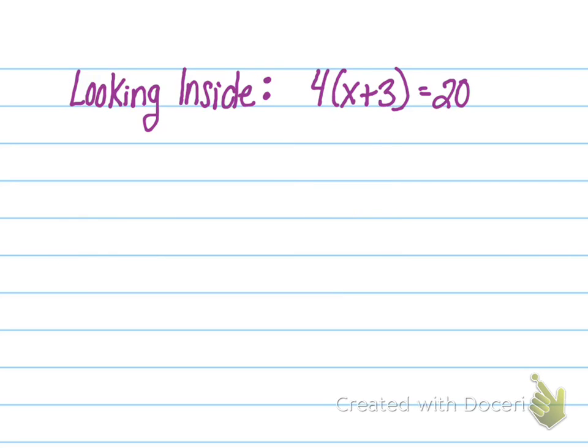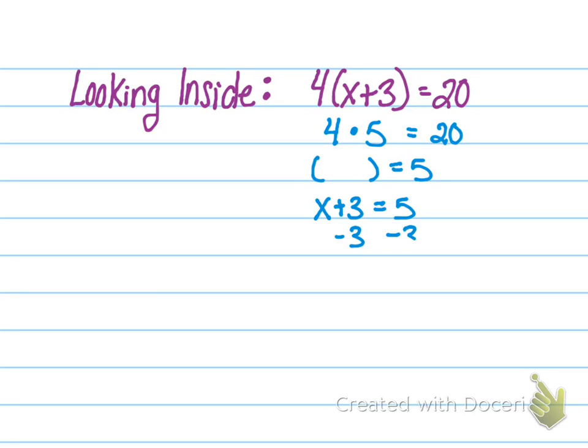The last method is called looking inside. Now this one is mainly geared towards those that like to use a lot of mental math, and they visualize these equations differently than most individuals. Students will see this problem as 4 times 5 equaling 20. So what that means is that the stuff in the parentheses has to equal 5. So they will set the interior equal to 5 and solve for x.